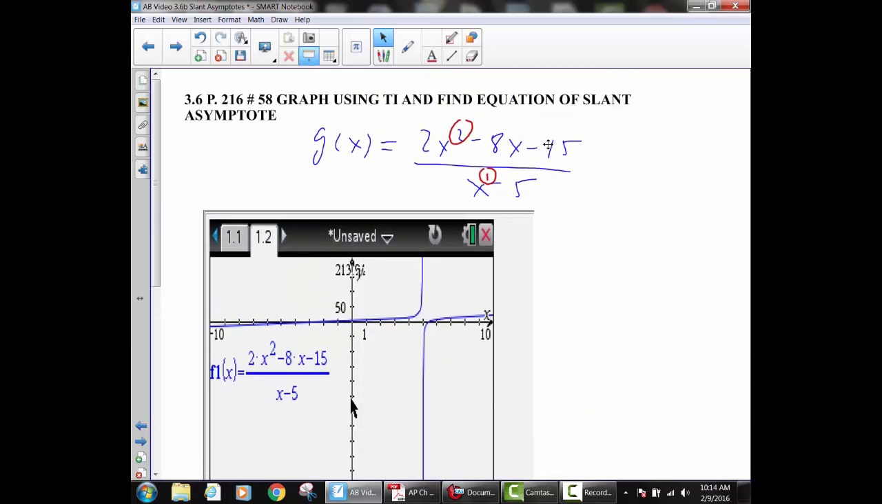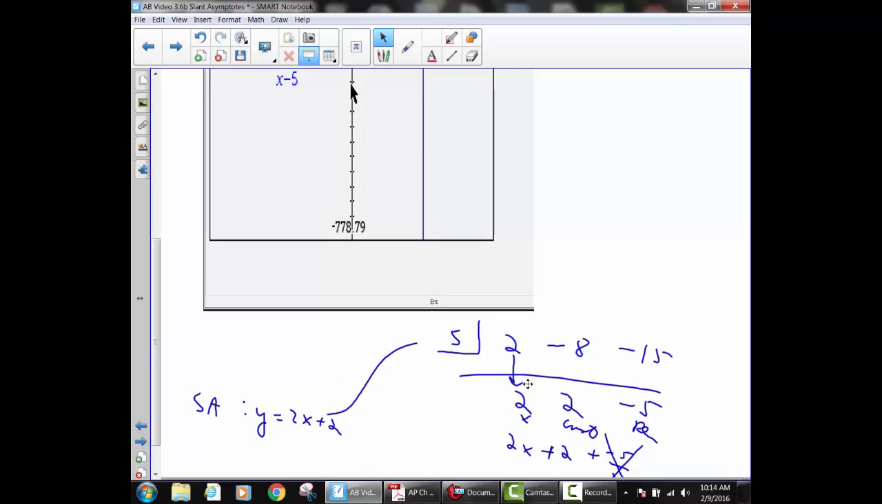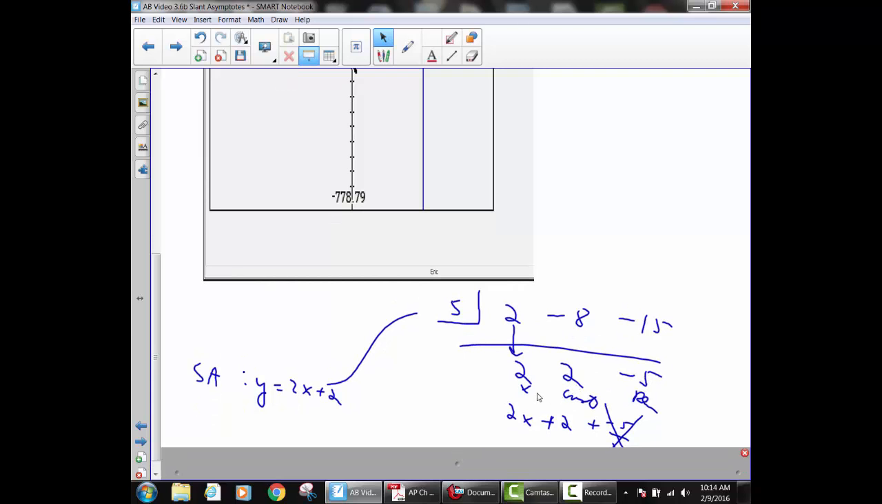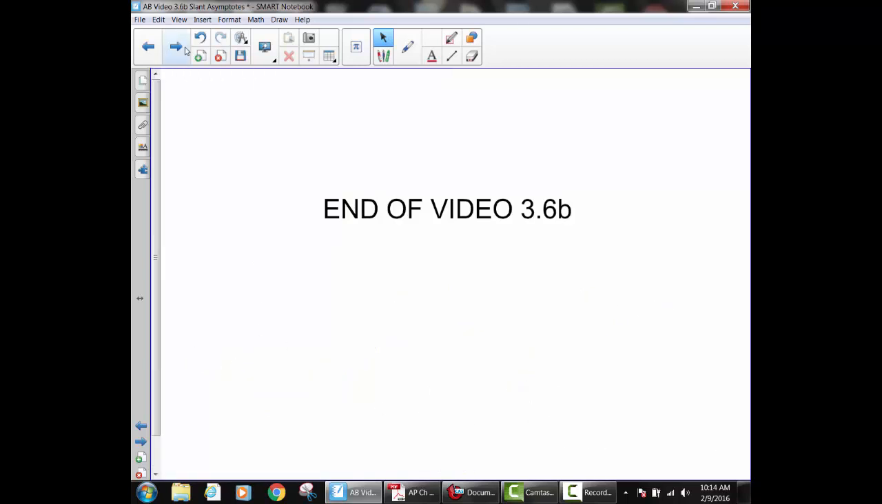Now everything's in order already. There's no missing terms. And I'm using synthetic because it's divided by x minus 5. And my remainder is negative 5, but this is my constant. That's my linear coefficient. So my quotient is y equals 2x plus 2. Make sure you write y equals 2x plus 2. And that's the end of video 3.6b.